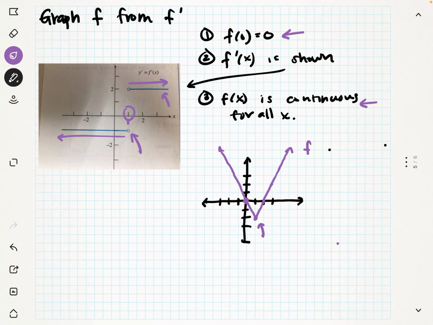All right, so this is the graph of an absolute value function. And we know that because our f prime is constant, meaning that the slope doesn't change, that we should have linear parts to this, right? Because the slope is unchanging, it's going to be straight lines on the left and the right.